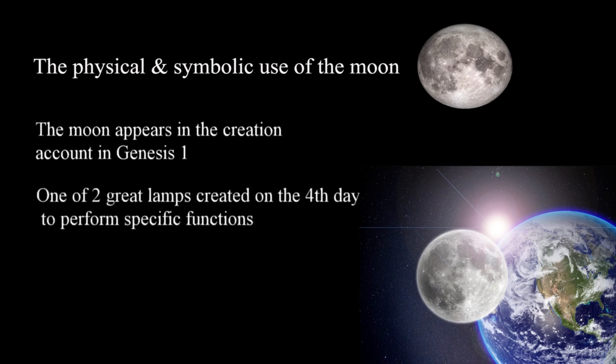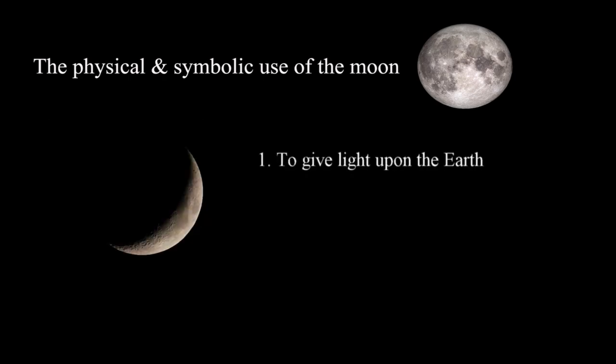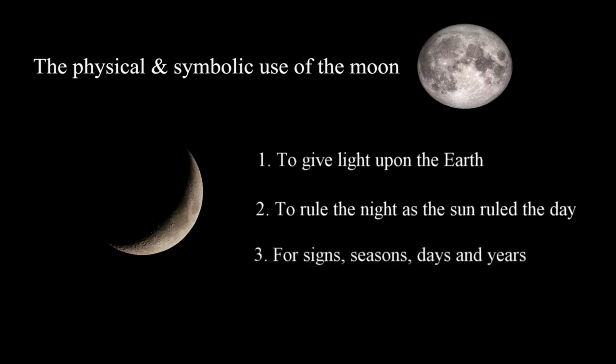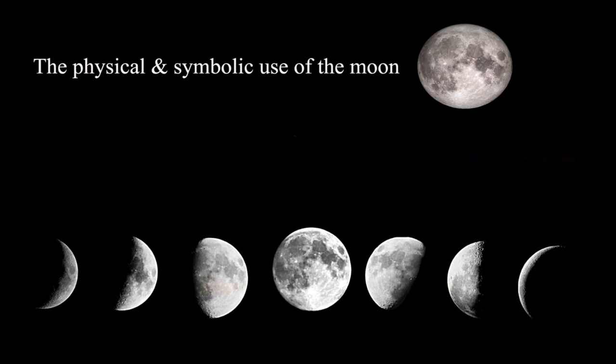On the fourth day, the Lord created two great lamps for specific functions in Genesis 1:14-16. We can list these for the moon as we did earlier for the sun. These are to give light upon the earth, to rule the night as the sun ruled the day, for signs, seasons, days, and years. The physical aspects of the moon are obvious, and we're well aware of their existence and significance. The phases of the moon assist in marking the passage of time.